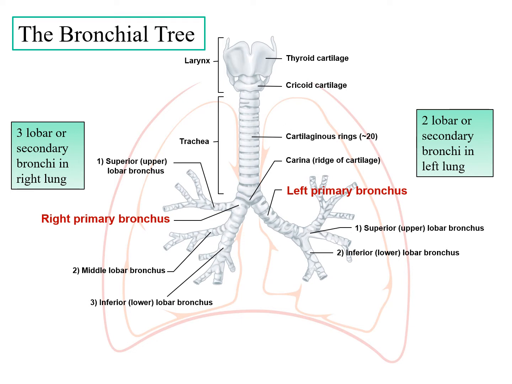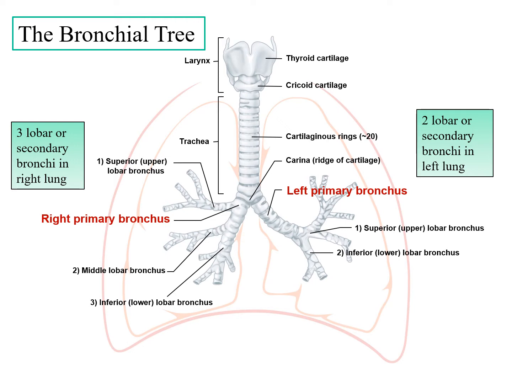We talked in the last voiceover about the larynx, the presence of thyroid, cricoid, and epiglottic cartilage. We also talked about the 20 or so C-shaped rings of the trachea. And so as we look here in the diagram, we're encountering what's called the bronchial tree. This is sort of like an inverted tree. If you use your imagination, the trachea would be the main trunk of the tree.